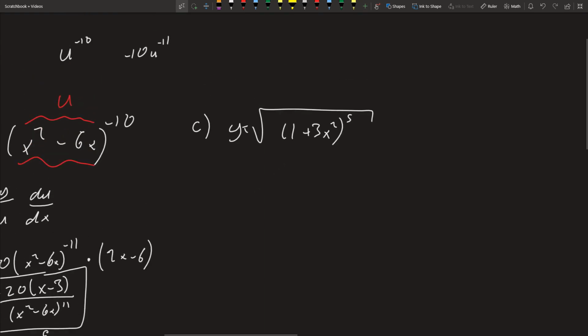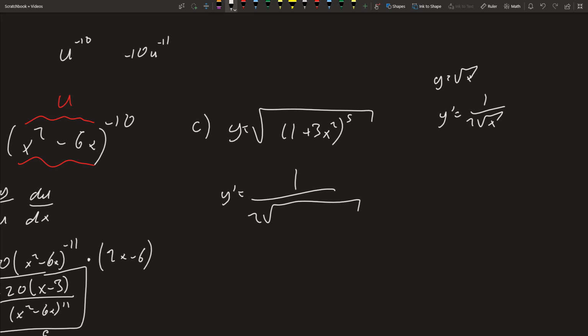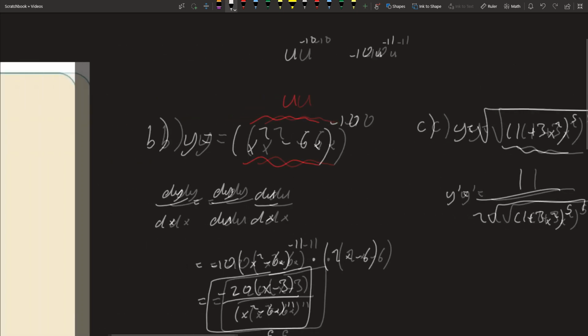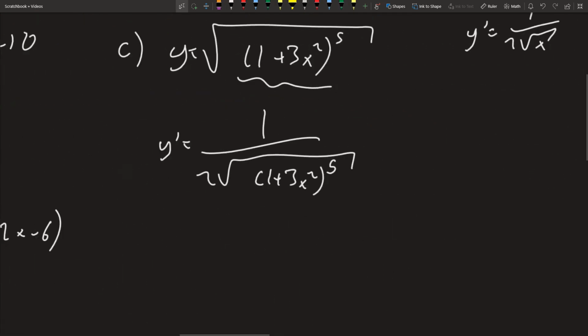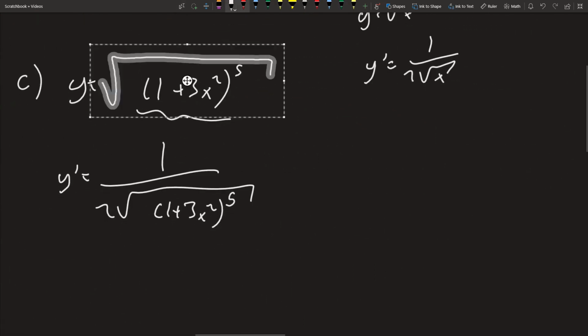We know that if y is equal to square root of x, y prime is equal to 1 over 2 radical x, right? So that means y prime here will be 1 over 2 radical all of the inside, right? So (1 plus 3x squared) to the 5. However, in this case, we found dy over du, right? We still have to multiply du over dx.